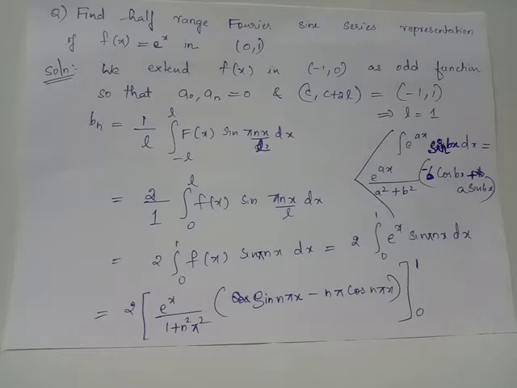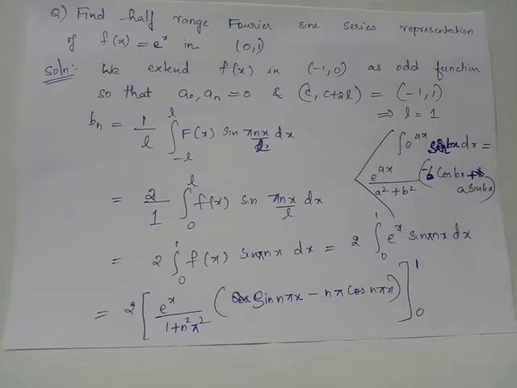Find the Fourier half-range sine series representation for the function f of x equals e raised to x, where x belongs to the open interval 0 to 1. Since we wish to have only sine functions in the Fourier series representation, we will extend the function f of x to the range -1 to 0 as an odd function. Thus, we will get capital F of x as an odd function valid for the range x belongs to the open interval -1 to 1.